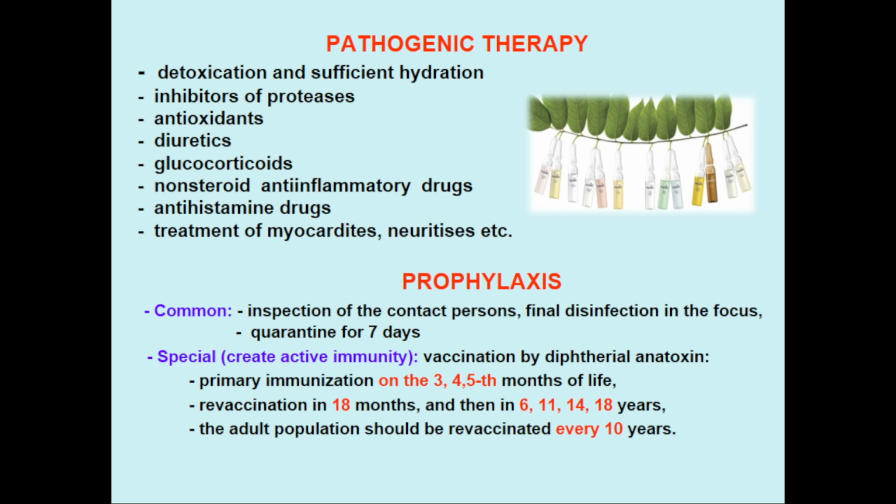myocarditis, antihistamine drugs, treatment of myocarditis, neuritis. Prophylaxis. Common prophylaxis: inspection of the contact persons, final disinfection in the focus, quarantine for 7 days. Special: create active immunity. Vaccination by diphtheria antitoxin, preliminary immunization on the 3rd, 4th, 5th months of life, revaccination in 18 months, and then in 6, 11, 14, and 20 years. The adult population should be vaccinated every 10 years.